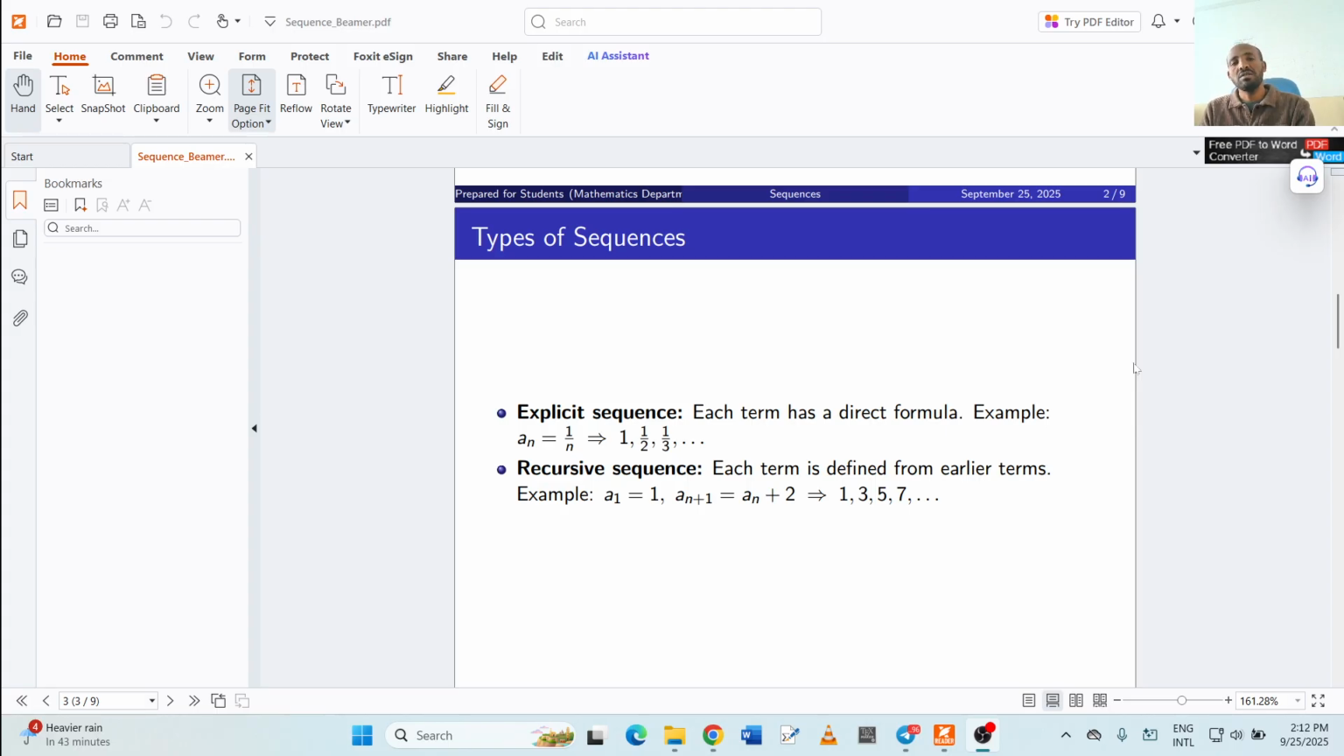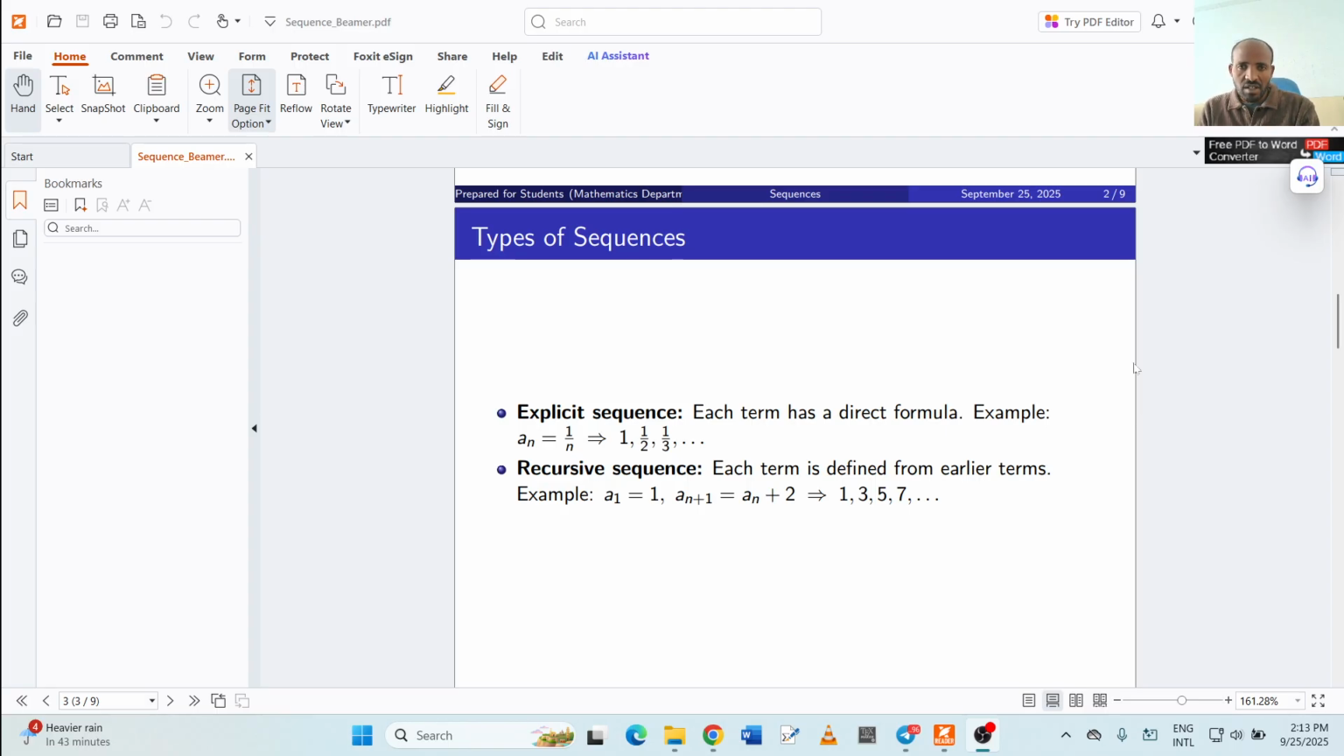The next type of sequence, based on expression, is known as a recursive sequence. A recursive sequence means each term is defined from the earlier terms. The nth term can be expressed in terms of its previous terms. It depends on its previous terms, not exactly expressed in terms of the independent variable n, but each term may be expressed in terms of the earlier terms.